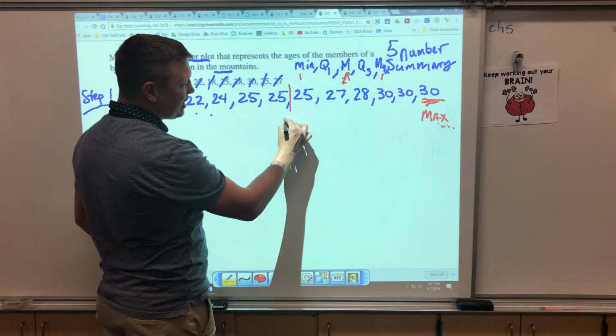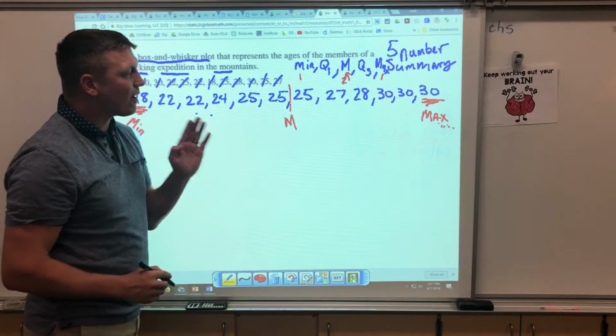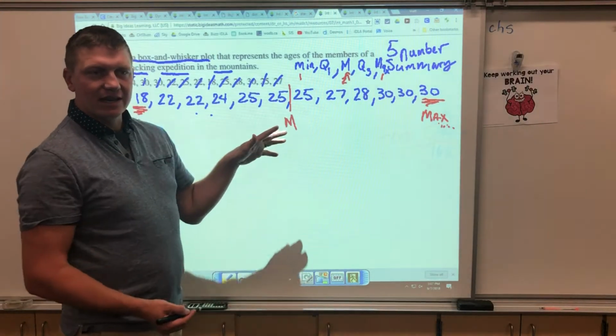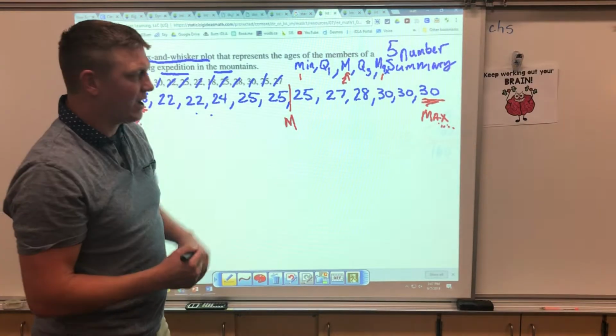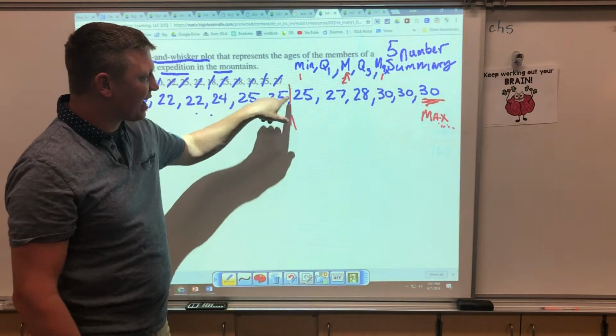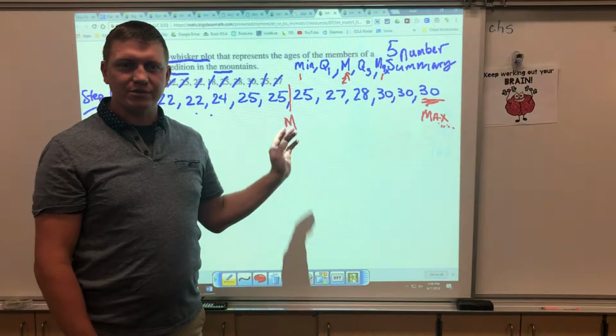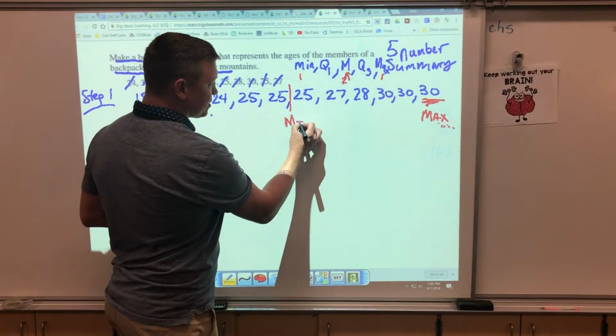And what is my median equal to? Well, halfway between those two points. In this case, it's easy, because what's the average halfway between 25 and 25? 25. But if it was different, you would have to add them together and divide by 2 to find the average between those two data points. This one equals 25.